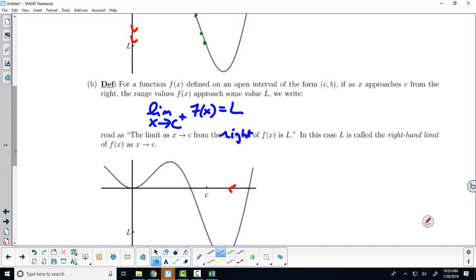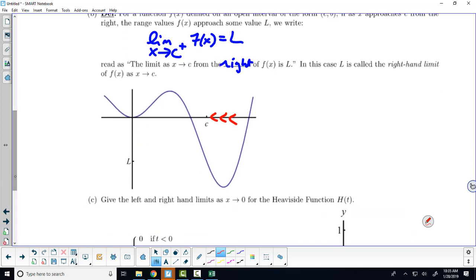So again, we're plugging in numbers that are getting closer and closer to C, and we see that the y values in this case are getting closer and closer to L.